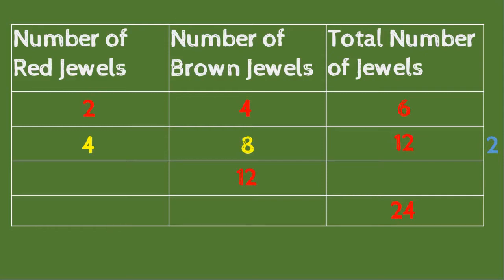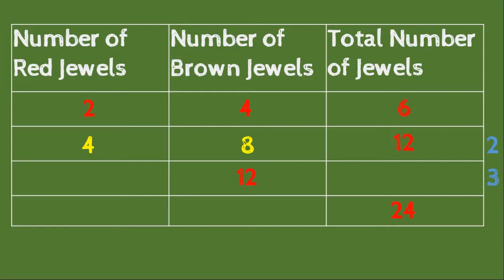But we still have 2 more rows to go. In the next row, we have the number of brown jewels, not the total number of jewels. But because it is a ratio and the ratio stays the same, we can basically apply the same rule. 4 times what equals 12? We just have to figure out that number, that magic number that makes 4 times equals 12. In this case, 4 times 3 equals 12.